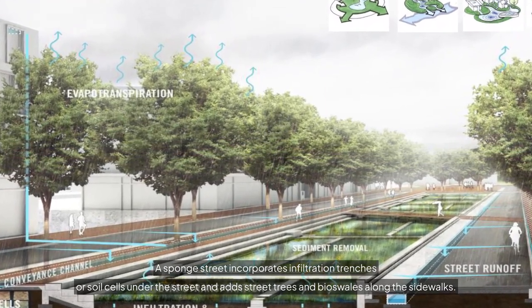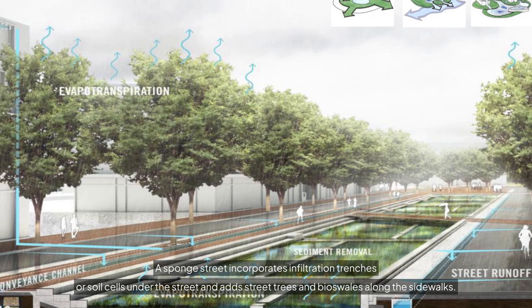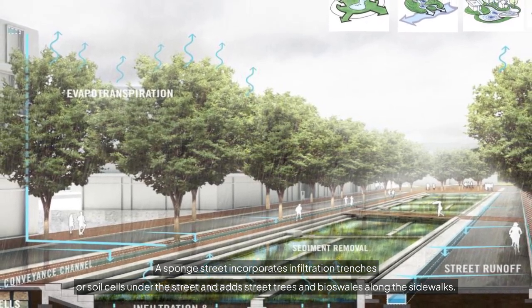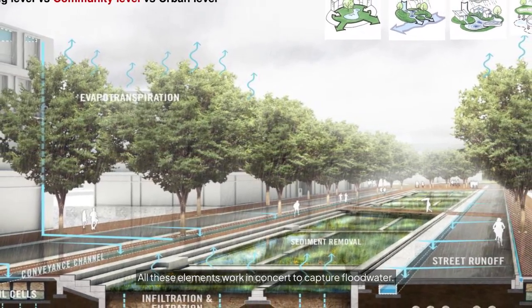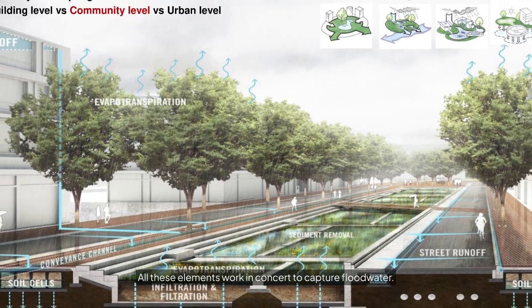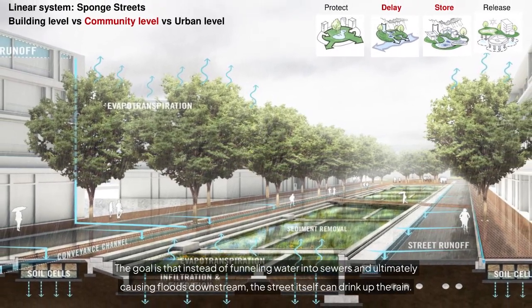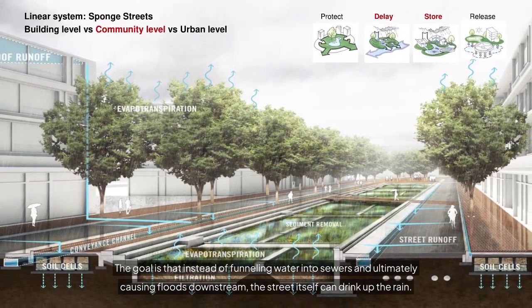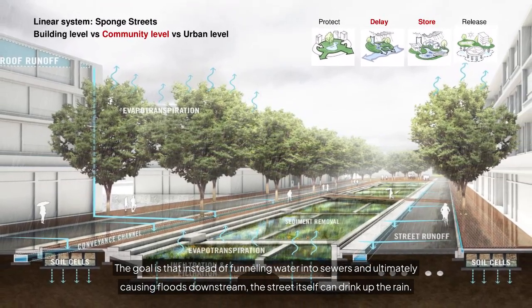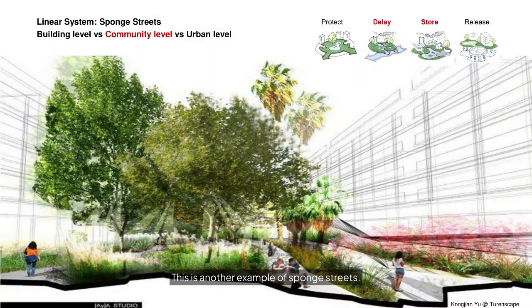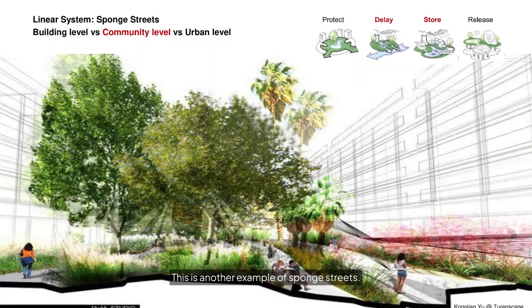A sponge street incorporates infiltration trenches or soil cells under the street, and adds street trees and bioswales along the sidewalks. All these elements work in concert to capture floodwater. The goal is that instead of funneling water into sewers and ultimately causing floods downstream, the street itself can drink up the rain. This is another example of sponge streets.